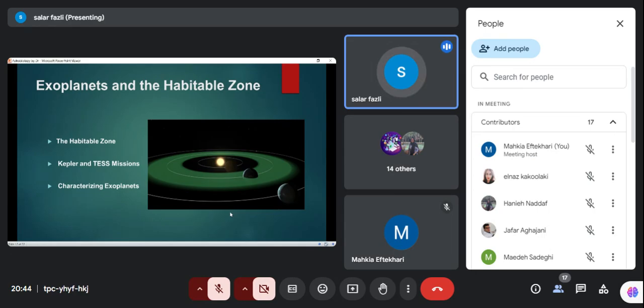NASA's Kepler mission has identified thousands of exoplanets, many of which reside in their star's habitable zone. The Transiting Exoplanet Survey Satellite, known as TESS, continues this work, searching for nearby exoplanets that could be studied in greater detail. Scientists use various methods to characterize exoplanets, including transit photometry and radial velocity measurements. By studying the atmospheres of these planets, researchers hope to identify biosignatures that could indicate the presence of life.